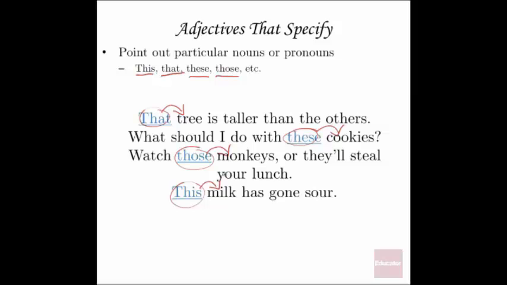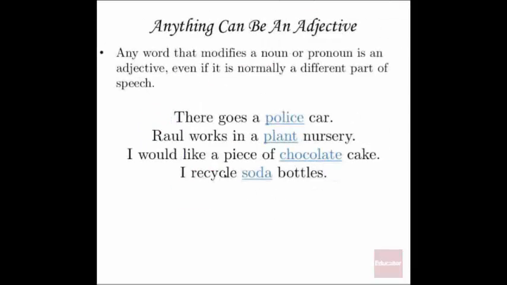Now, as we discussed in the pronouns lesson, the way to tell a demonstrative pronoun apart from an adjective that specifies is that an adjective is always followed by a noun or a pronoun. If it's not, you're dealing with a pronoun. If it has a noun after it, it's an adjective. All right.